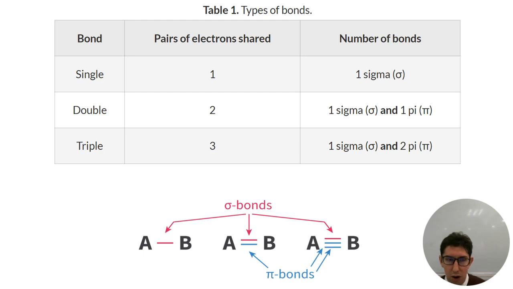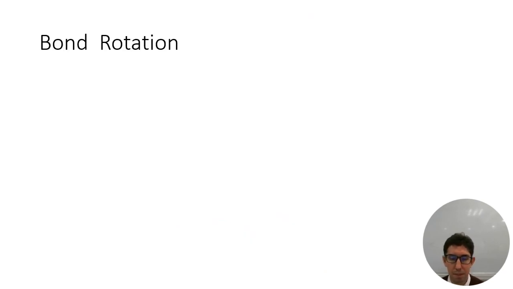Okay, so a single bond consists of one sigma bond. A double bond consists of a sigma and a pi, and a triple bond would consist of a sigma and two pi bonds. As we looked at before in a previous lesson, the pi bonds are not as strong as the sigma bonds. We'll look at some data for that later.